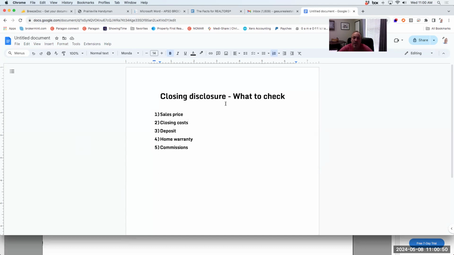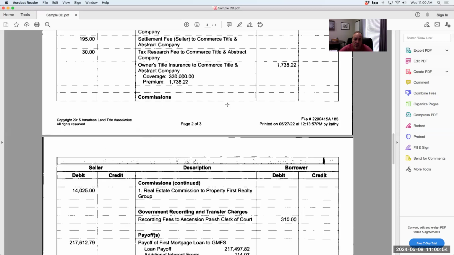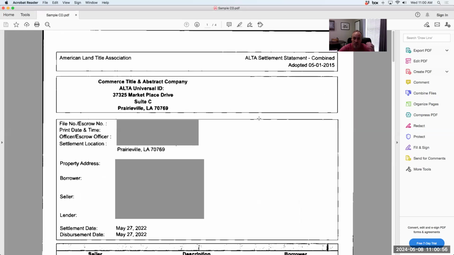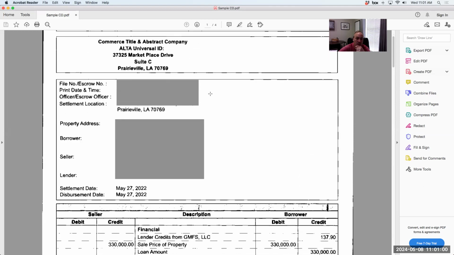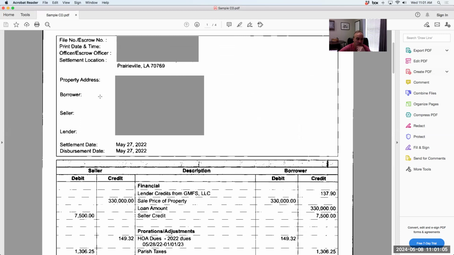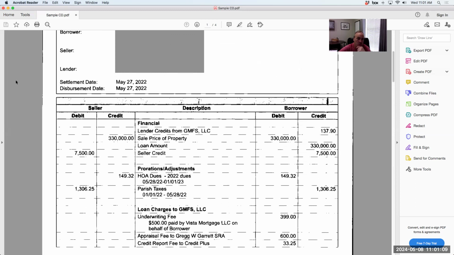So let's go ahead and pull one up and take a look right now. Okay, so this is a closing disclosure. It's going to have some information about the title company. I blotted out some of the stuff here. Information about your borrower, your seller, your lender, the closing date, and so forth. You notice in this example, there's a seller side and there's also a borrower side.